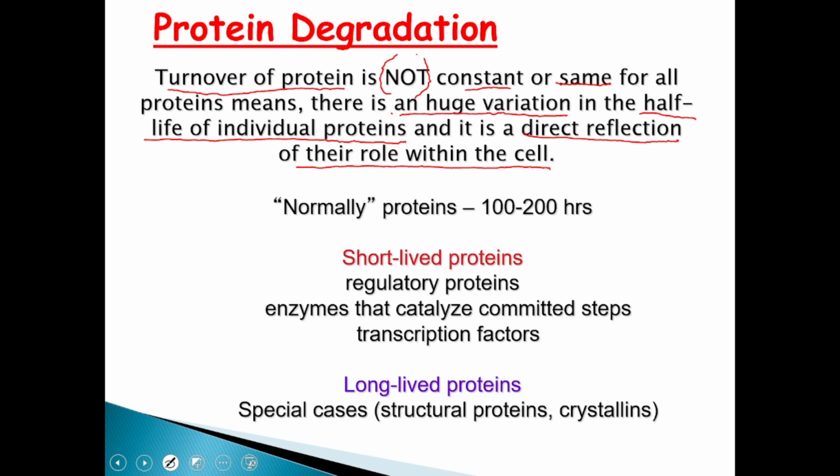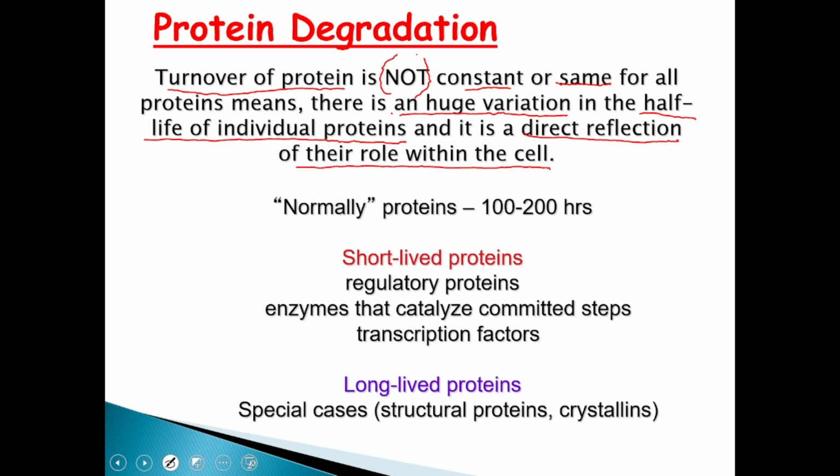So this sentence is trying to help you understand that there are so many different proteins, their life or turnover is not same. Protein 1, protein 2, they have different lifespans, and that is a direct reflection of what kind of a role they are playing inside the cell. If it is an enzyme, for example, it will do its work and it will get degraded and it will get made again whenever needed.